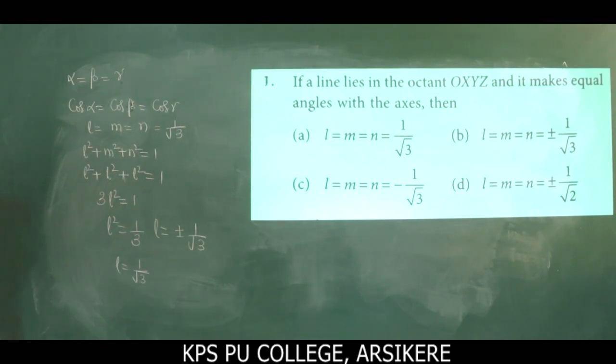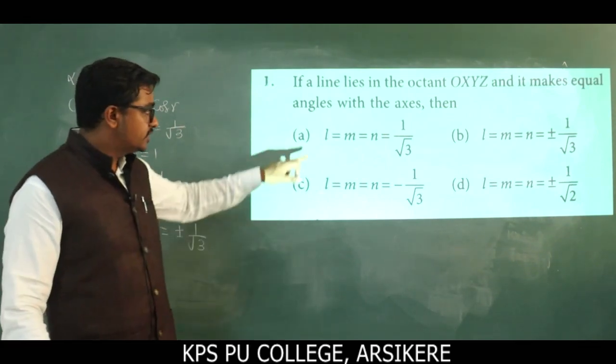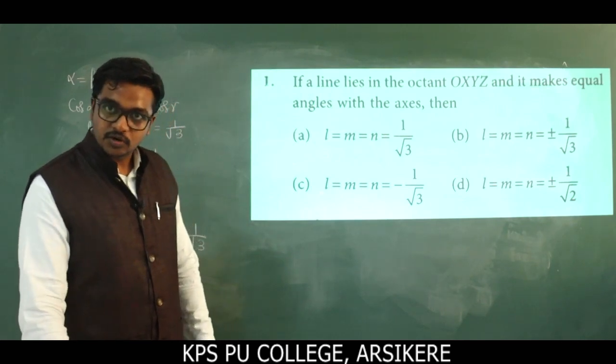L is equal to M is equal to N is equal to 1 by root 3. This is option A. The right answer is option A.